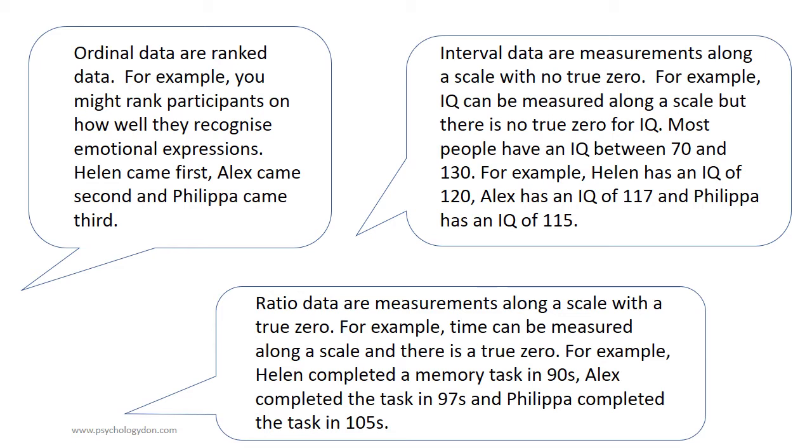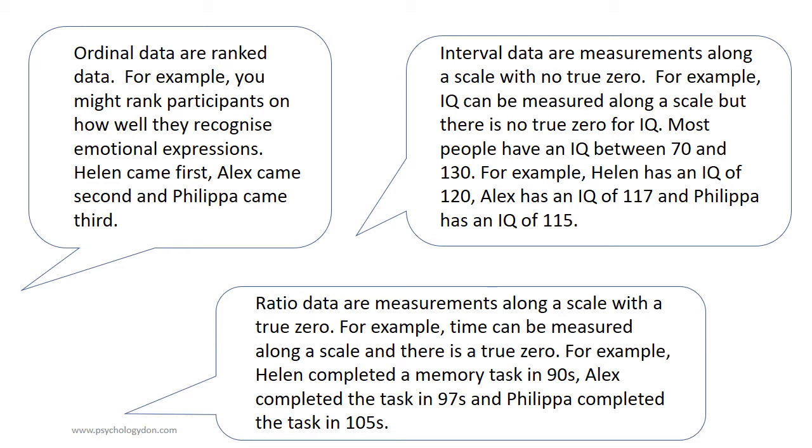Interval data are measurements along a scale with no true zero. For example, IQ can be measured along a scale, but there's no true zero for IQ. Most people have an IQ between 70 and 130. So for example, Helen has an IQ of 120, Alex has an IQ of 117, and Philippa has an IQ of 115.